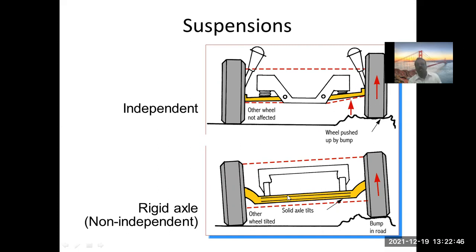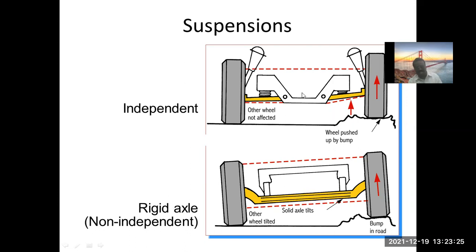While this is called a non-independent or rigid suspension. Why? Because here the wheels are on the same axle, a rigid axle. So whenever one wheel goes down, or any particular wheel goes up, the axle is going to tilt. And when the axle is tilted, the vehicle itself is going to tilt. Whatever the motion of the wheel during a bump or a ditch, that motion is going to tilt the axle in case of a rigid axle suspension.